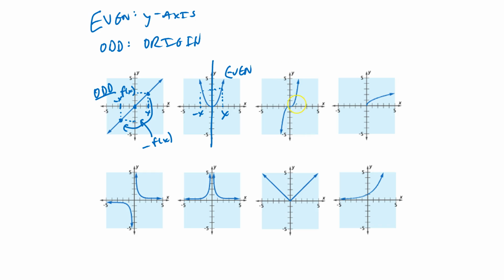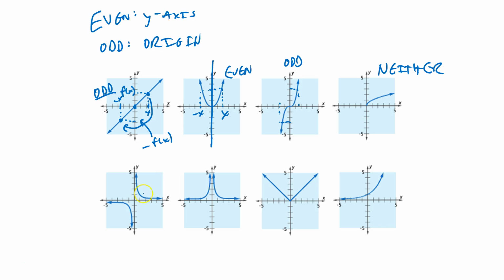Over here, with our cubic function, we see we plug in positive x and negative x. They give us opposite values. So that's our odd function, it has that origin symmetry. We're spinning it around. Our square root function, well, you don't have anything in the third quadrant, so it doesn't have origin symmetry. We also don't have y-axis symmetry, so this one's neither.